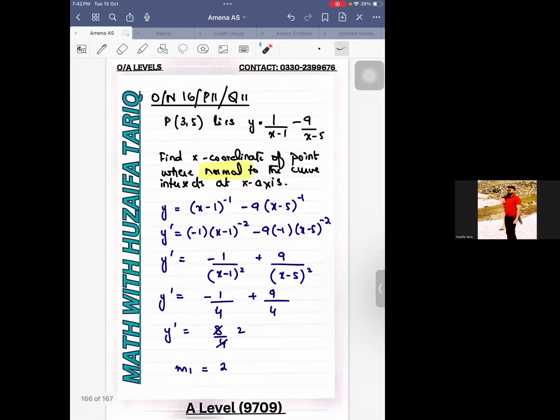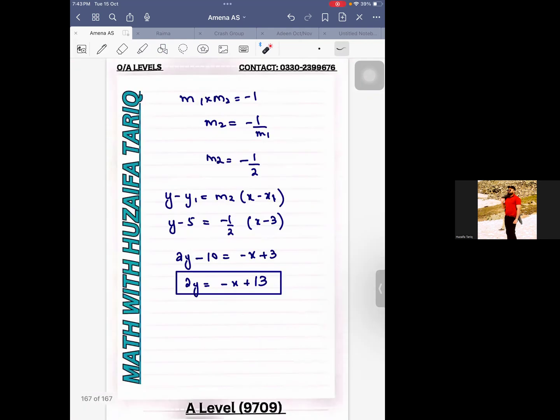Now in this question, they ask you to calculate the x coordinate, since the normal is passing through the x-axis, and on the x-axis we know the value of y is equals to 0. So when you will substitute value of y in this equation, which you have already found out, it will be 2 into 0 equals minus x plus 13. So the answer of x is equals to 13. This is the x coordinate on the main x-axis, right?